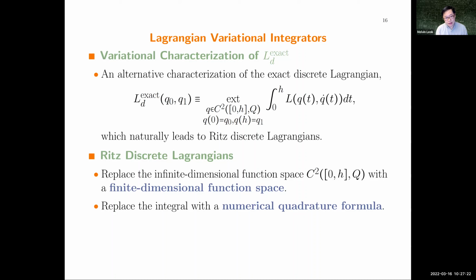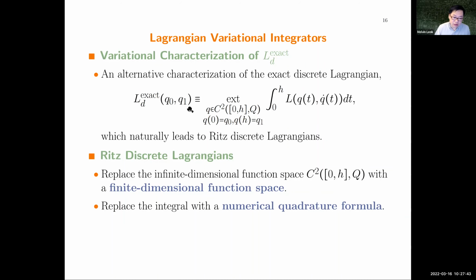Okay. All right. So there's one part which I didn't mention with regards to how you go about constructing these things, which is how do you go about constructing a discrete Lagrangian with a certain order of accuracy? And more generally, how do you even go about constructing a computable discrete Lagrangian? So I'm going to try to recharacterize the exact discrete Lagrangian in the following variational way.